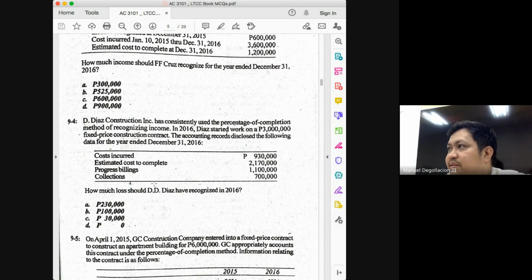But why is the answer not letter C? Why is the answer not letter C? Because if it's an expected loss, the expected loss will be recognized in full. Ignore the percentage of completion if it is an expected loss. And that is why the answer here is 100,000.